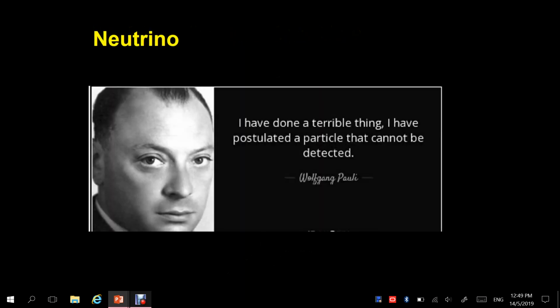The scientist who came up with the idea of neutrino actually said that he had done a very terrible thing because he has postulated a particle that cannot be detected. So it took them many years before they finally managed to prove that neutrino exists, which is emitted in the beta decay.